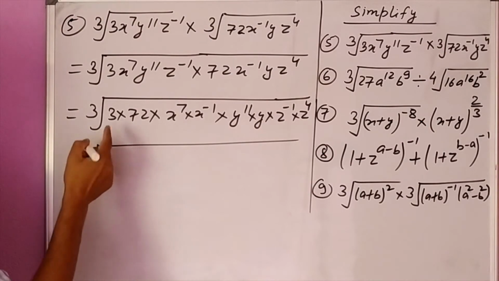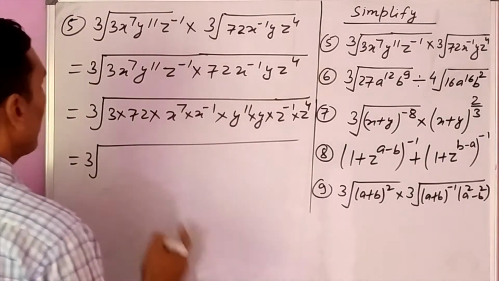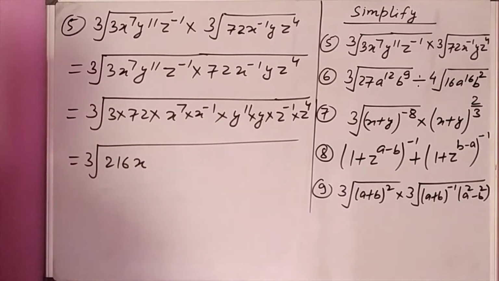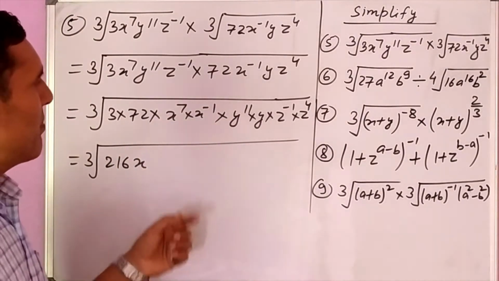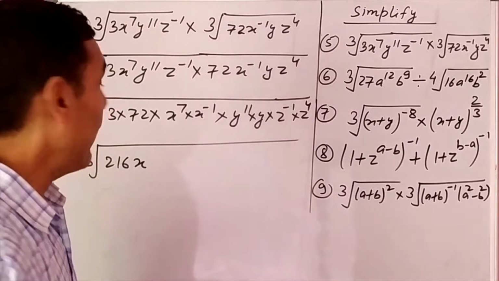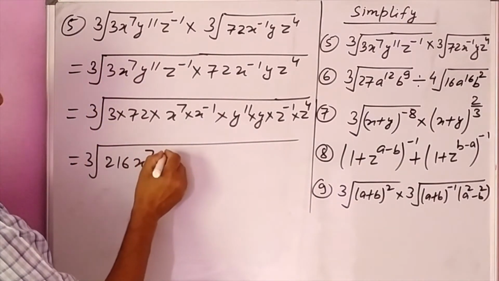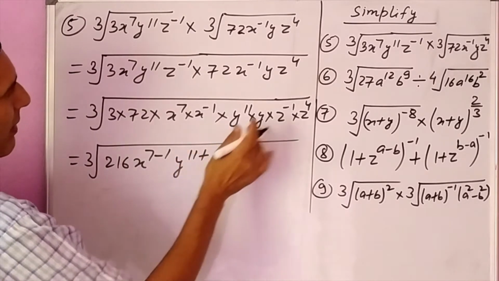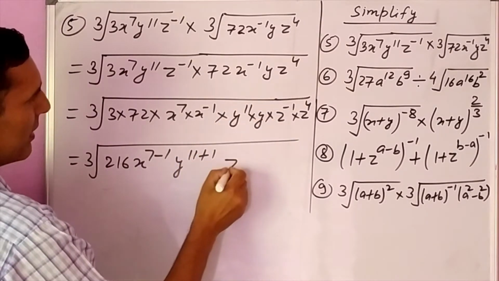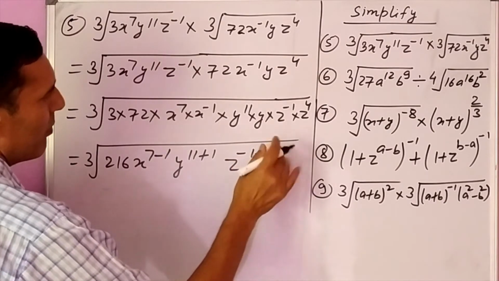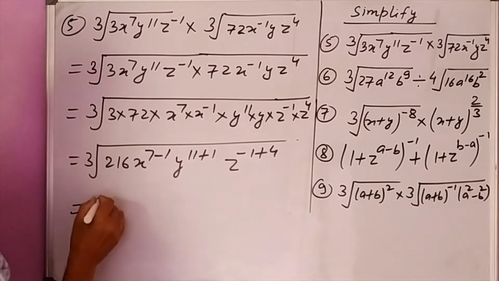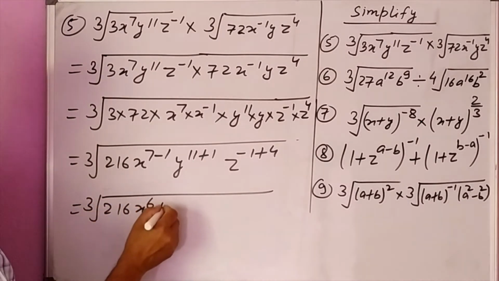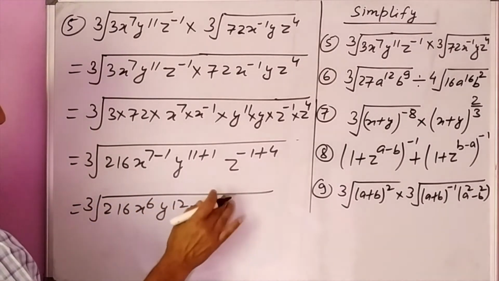Okay, cube root of 72 into 3, it is 216, and x to the power 7, x to the power minus 1 on the same base in multiplication form. Powers are added together, so 7 minus 1 according to their sign, y to the power 11, and here is 1, and z to the power minus 1 plus 4. So from this we get 216 x to the power 6 y to the power 12 z to the power 3.